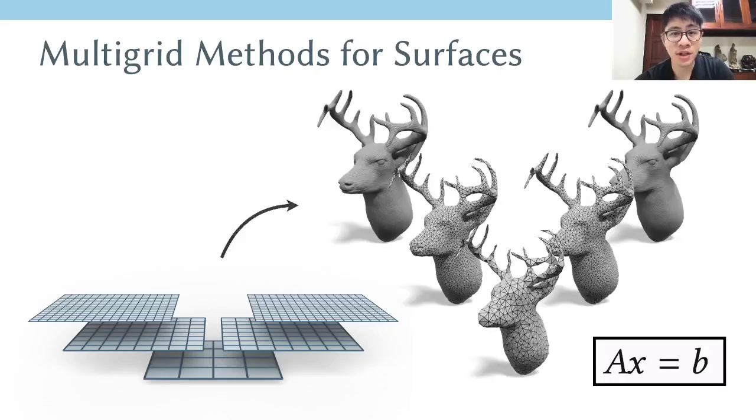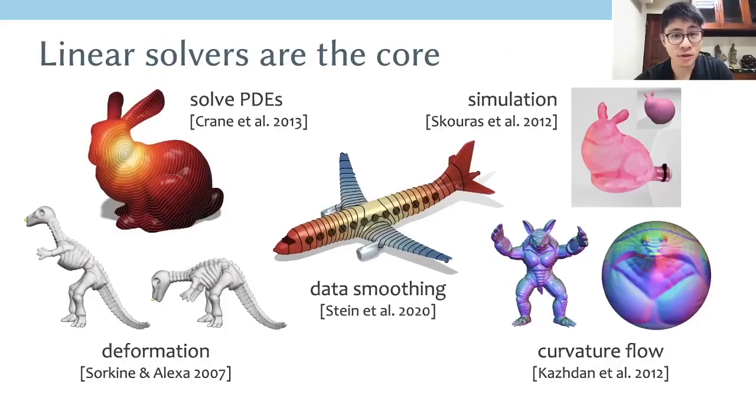So in this work, we present a new multigrid method for solving linear systems defined on surface triangle meshes. The reason we work on linear solvers is because they are the fundamental building block for many applications, and here we just list a few of them.